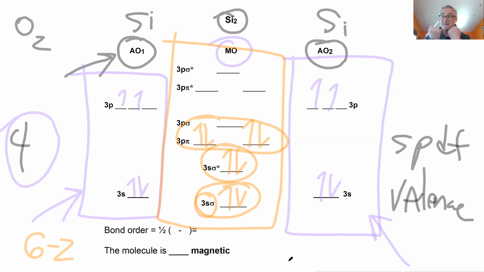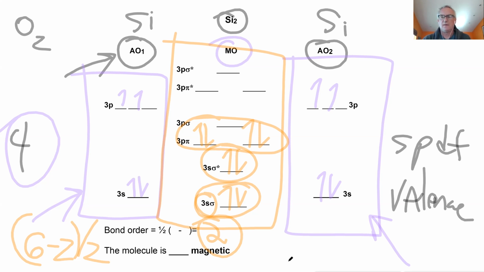So we literally subtract those. And then we divide that by 2. So what's our bond order then? 2. So that predicts there should be a double bond between the 2 silicons. And so the next question is, is this going to be magnetic or not magnetic?